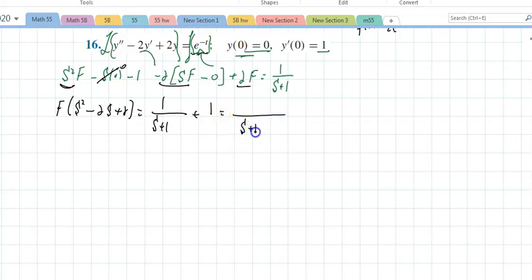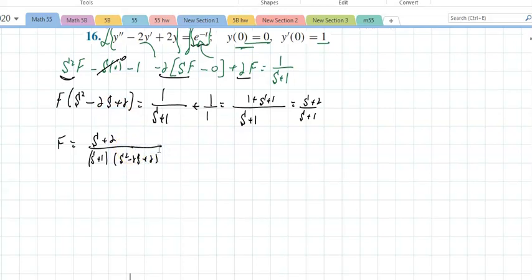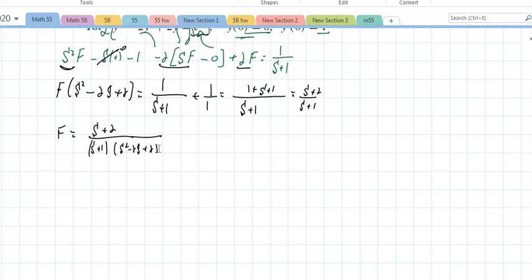Wouldn't that be s plus, let me think. Would it matter if I combine them or not combine them? Yeah, why not? So over 1 multiplied by s plus 1, that's 1 plus s plus 1. So that is s plus 2 over s plus 1. And now I'll say F equal s plus 2 over s plus 1 times s squared minus 2s plus 2. Wouldn't make a difference? No, it wouldn't make a difference. You still have to do the same thing regardless. Yeah, I think that's about it.